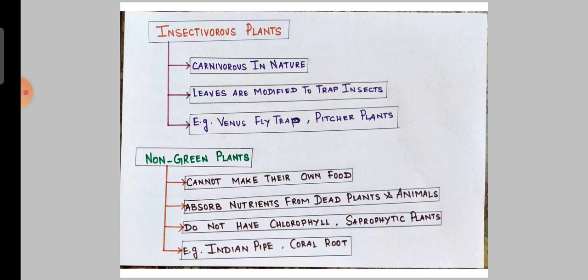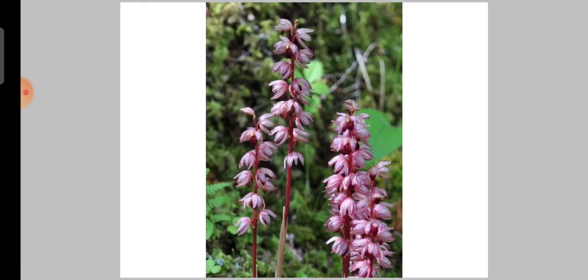And non-green plants. Non-green plants cannot make their own food. They absorb nutrients from dead plants and animals and do not have chlorophyll. These types of plants are called saprophytic plants. Examples: Indian pipe and coral root. This is an image of coral root.